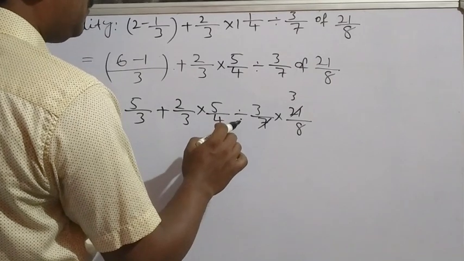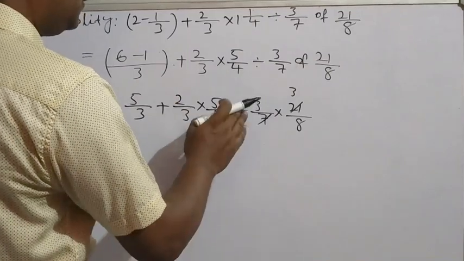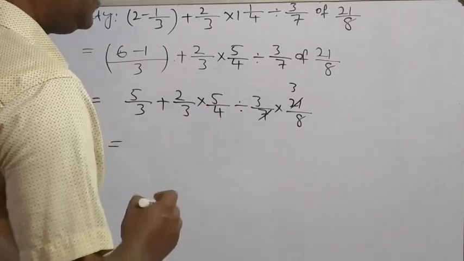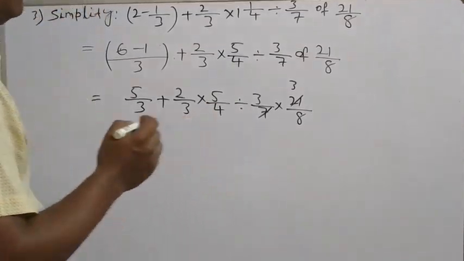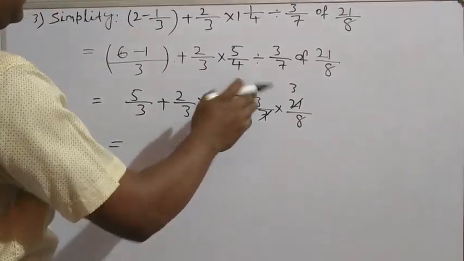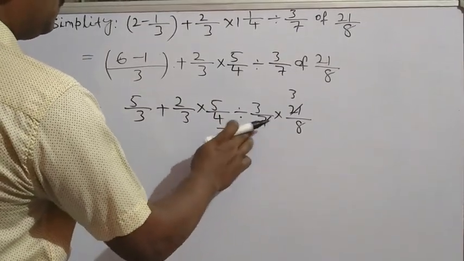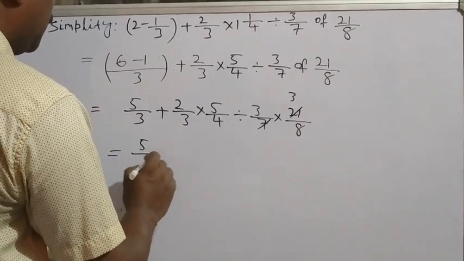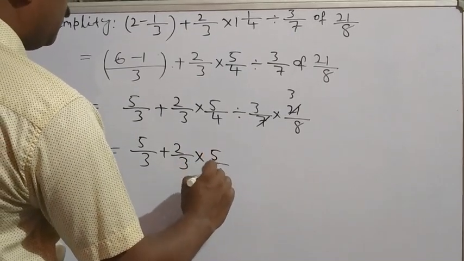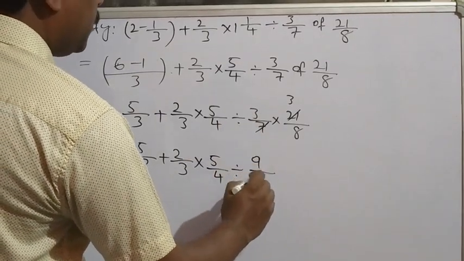Many times what will children do? First they do division, then go to of multiplication. Totally wrong, you will get 0. So keep the division like this. Of is given, so first solve of. Then we go to division. After what? BOD: first bracket, then of, then division. Of we have solved, then we have to do division. First this one. So 5 by 3 plus 2 by 3 into 5 by 4 divided by 9 by 8.